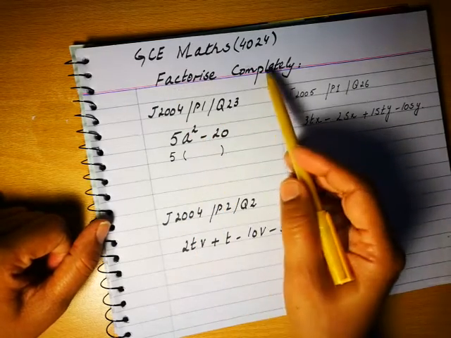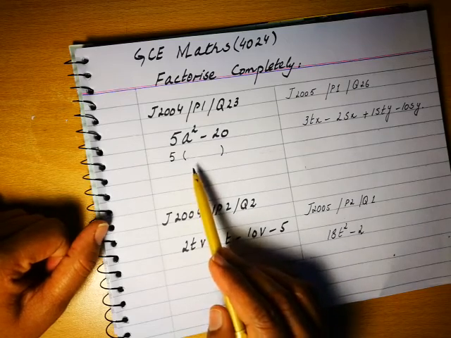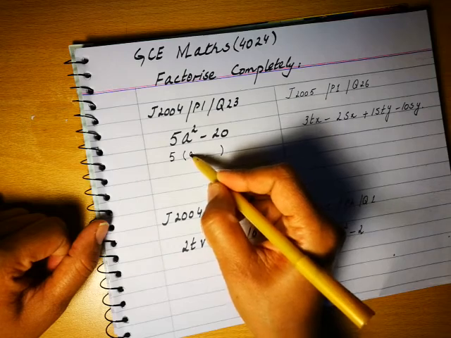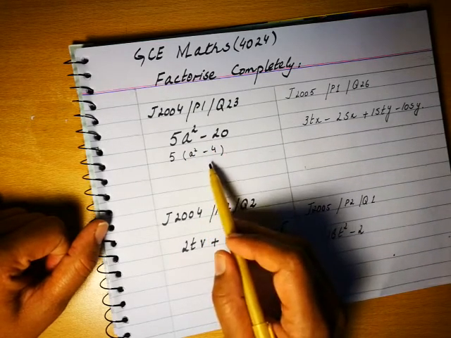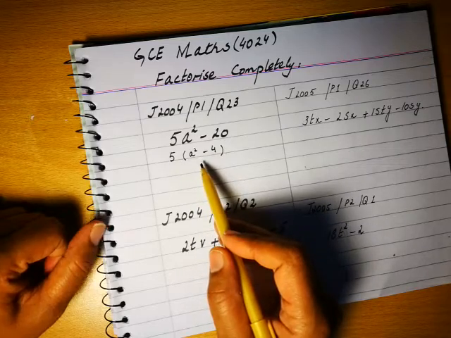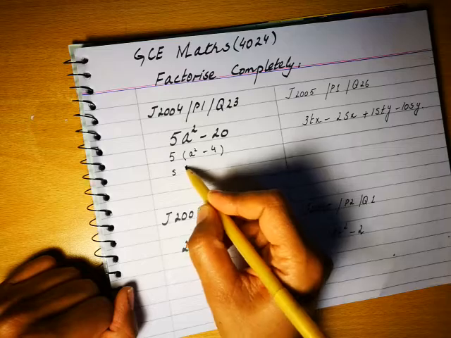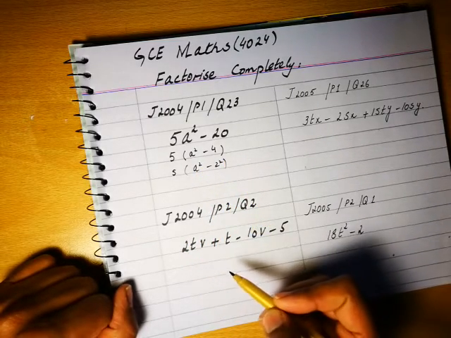My question is factorize completely, which means I'm going to have a product form answer in the end. So if I'm going to take 5 common, what will happen? I'll be left with a square minus 4. Now you're not supposed to leave it here. Why? Because a square minus 4 can be written as a square minus 2 square, both are perfect squares.